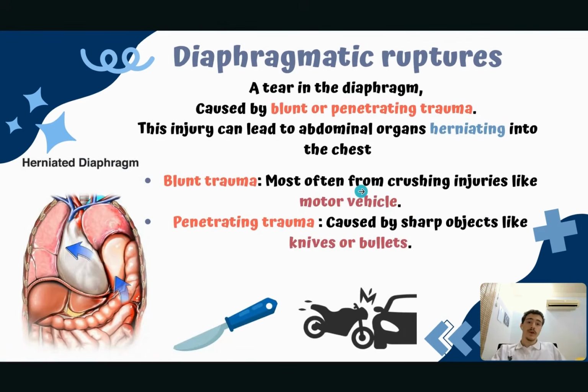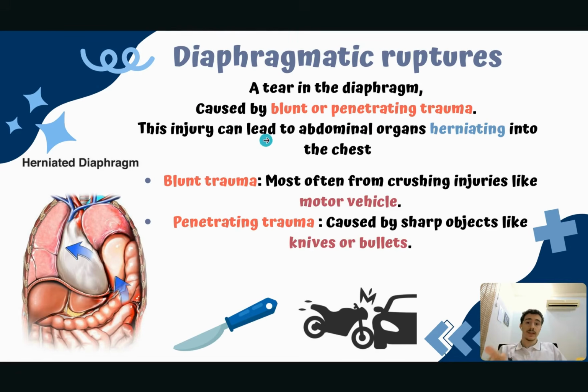Now we're going to talk about the diaphragmatic rupture. As we talked previously, the diaphragm separates the thoracic and the abdominal cavities. So what if a rupture happens to the diaphragm? What's going to happen? Let's talk about it. First of all, the diaphragmatic rupture is a tear in the diaphragm, caused in two ways. It's either blunt trauma or penetrating trauma. There are two ways to get ruptured.